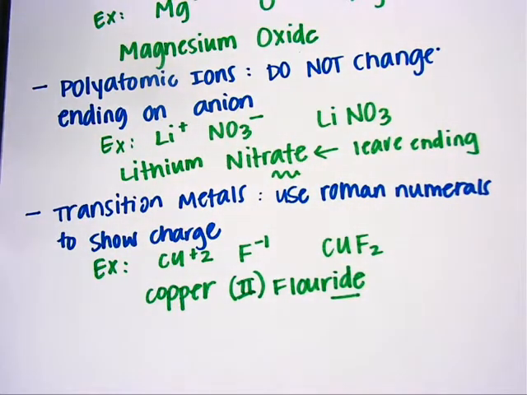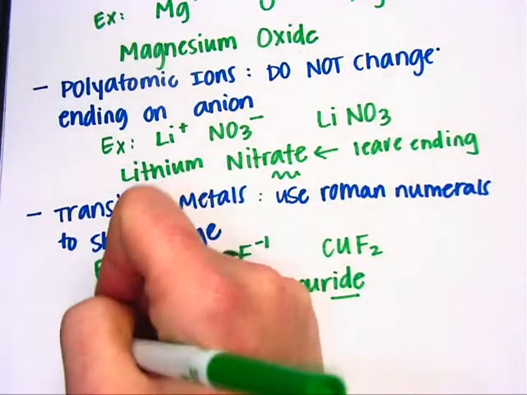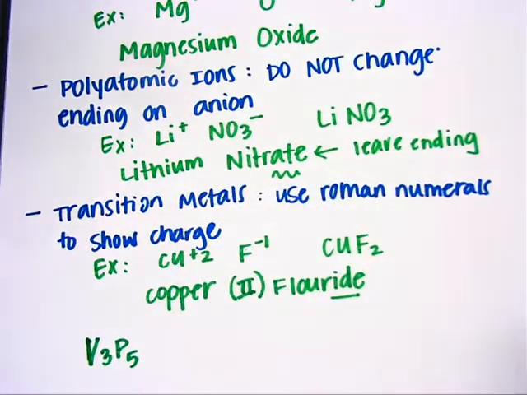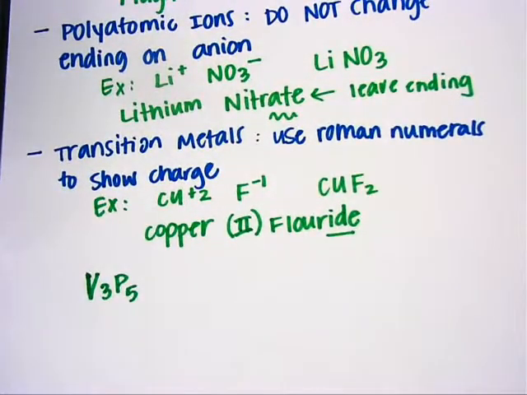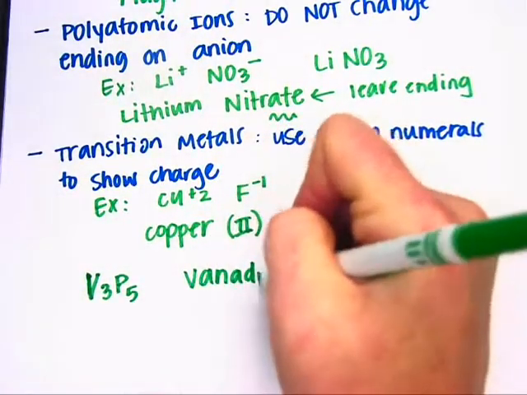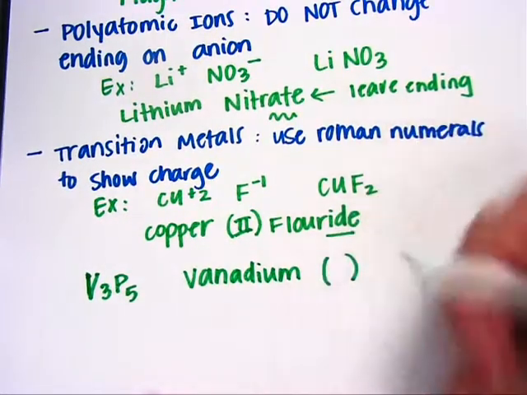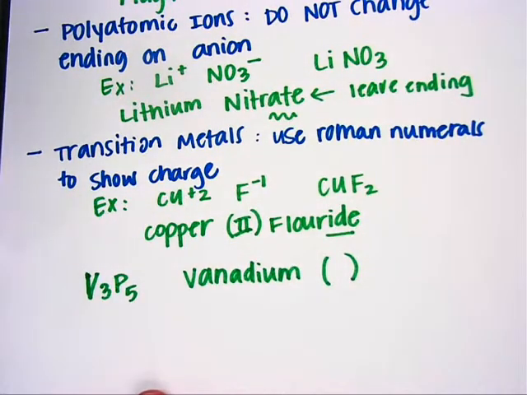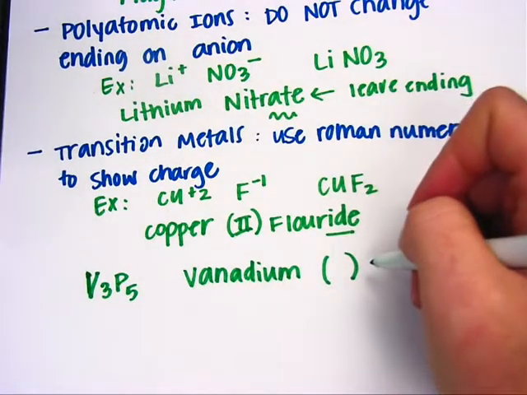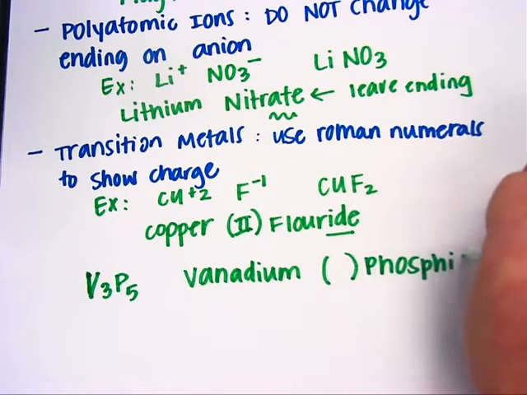So now I want you to go the other way. I'm going to give you the formula. Let's see, V3P5. I want you to figure out the name of this. So I already said the first element was vanadium. And vanadium is a transition metal, which means we're going to need to include the charge. So you can leave parentheses there to remind yourself. And then the second element you have is phosphorus. So that will become phosphide.